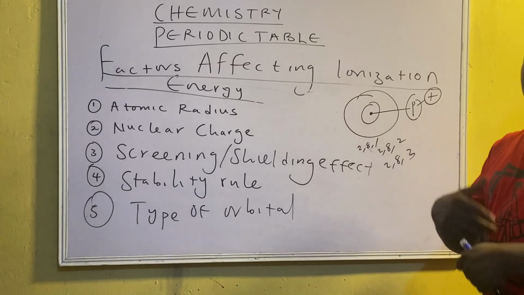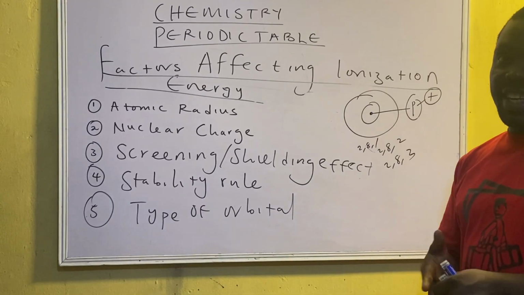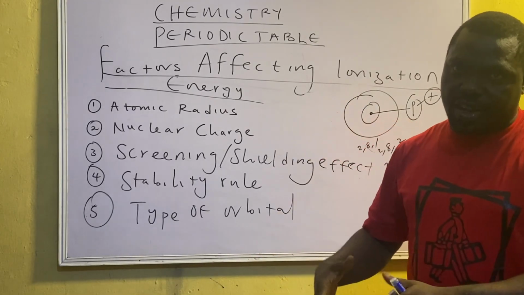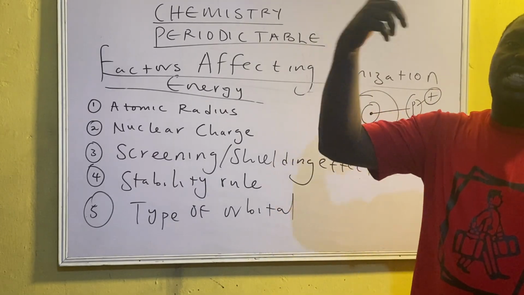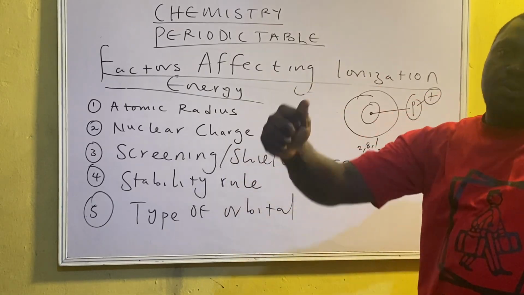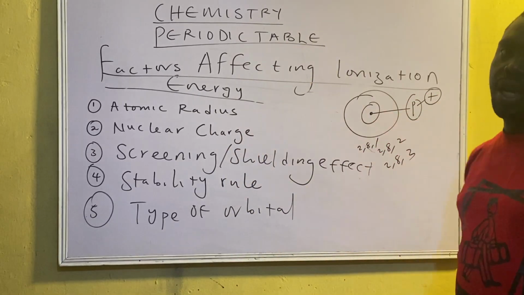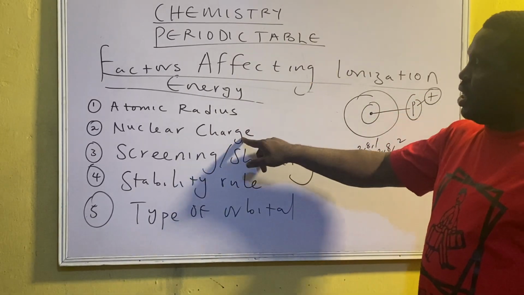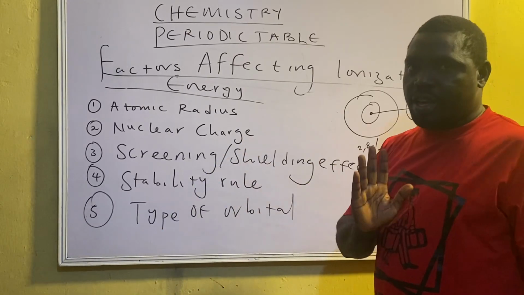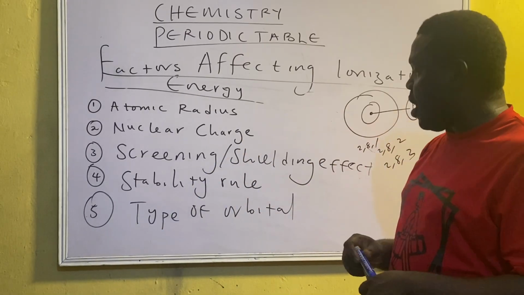Do you get now? So the more the number of protons increases in the outermost shell, what happens? It becomes more difficult to remove the electron from the outermost shell. Okay, so that's what this implies, and I'm sure the explanation is quite clear to you.